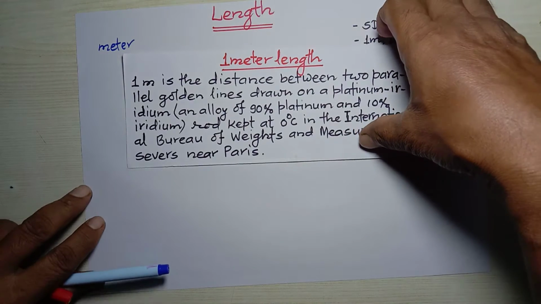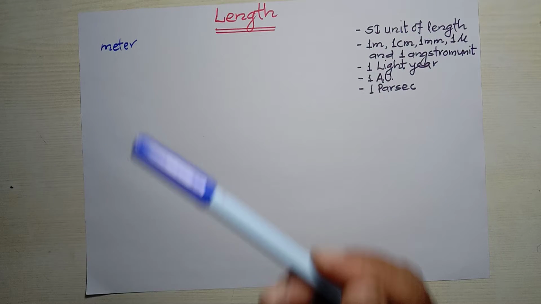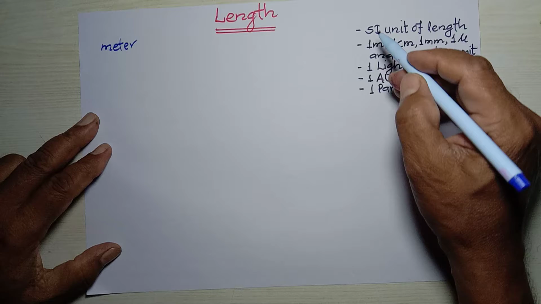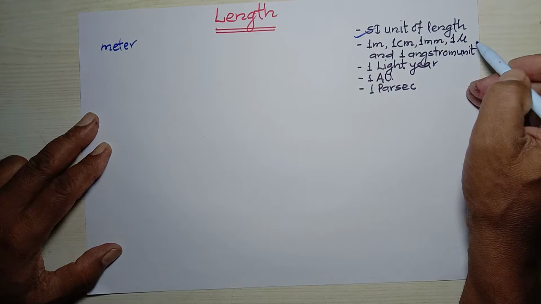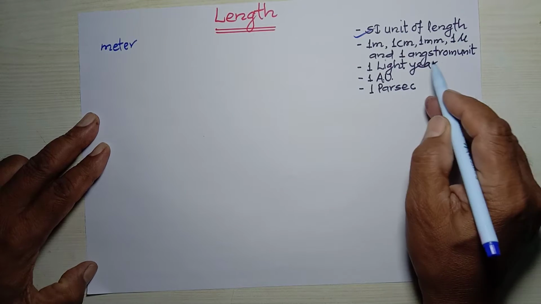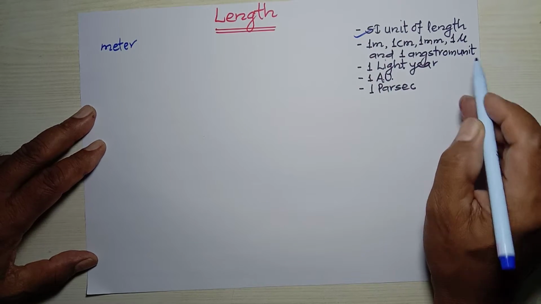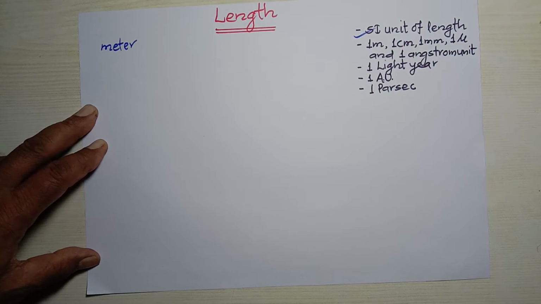And once 1 meter length is defined, the lengths smaller than 1 meter are 1 centimeter, 1 millimeter, 1 micron, and 1 angstrom unit. They are also defined. What is 1 centimeter? We can say this way.